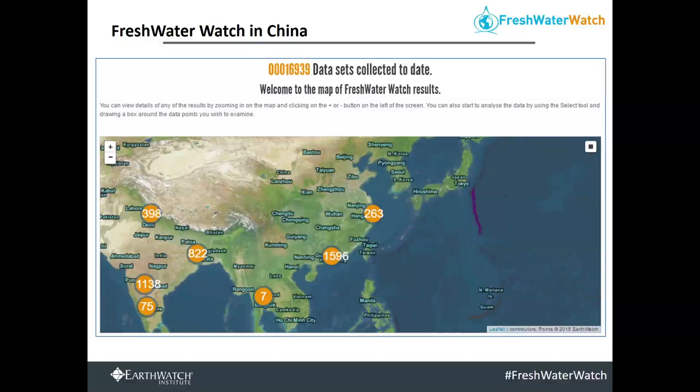So this is just a screenshot of the Freshwater Watch platform of where we've got data, and if this was live I could click on that and we could zoom in and go right down to each individual data point, which are instantly uploaded. Sorry, I keep walking in front of you.